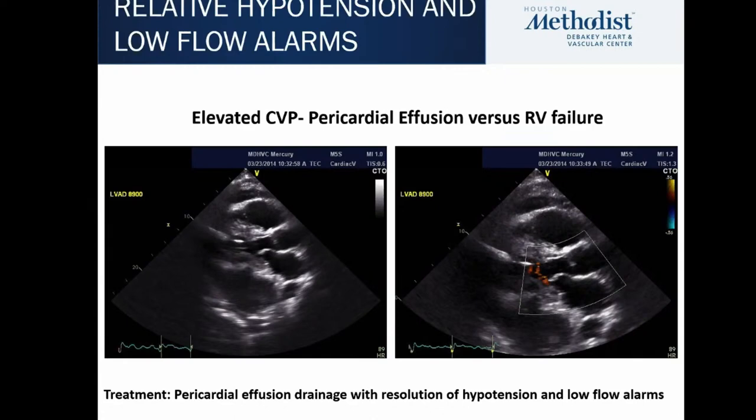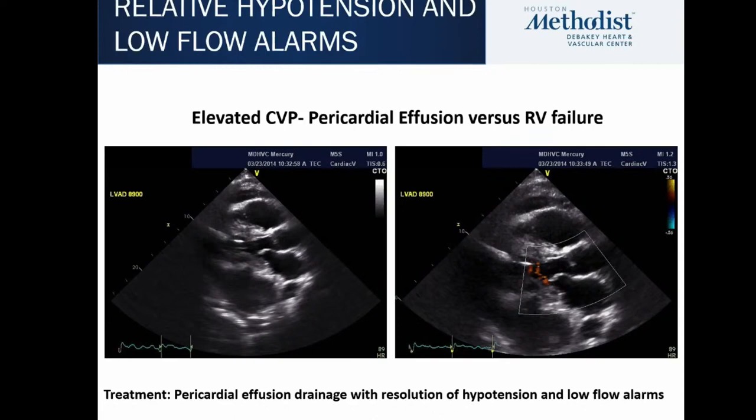One thing to remember is that in an LVAD patient, even a small effusion can make a big change. This patient was taken to the OR, and with the resolution of this pericardial effusion, the low flow alarms completely improved. Again, a small effusion in an LVAD goes a long way. Even this one is, of course, a little bit bigger, but we've seen clinically that a lot of patients, even with a moderate effusion, when we take them to the OR and relieve the effusion, actually do better.